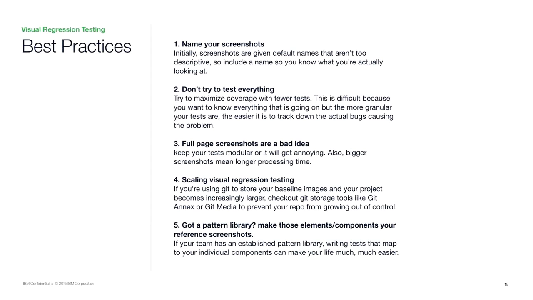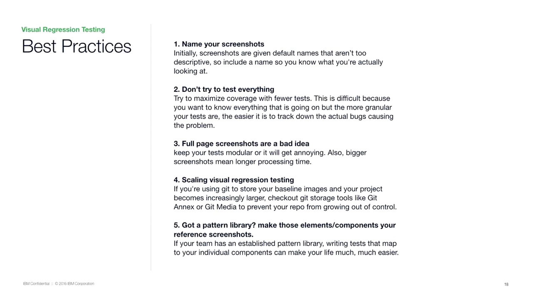And in terms of scaling visual regression testing, this is something that could pop up later on down the line, because if you have a lot of reference screenshots and you're going to store them, which you more than likely will, your repo could blow up in terms of its size. So you might want to use a tool like either Git Annex or Git Media to prevent that from happening.